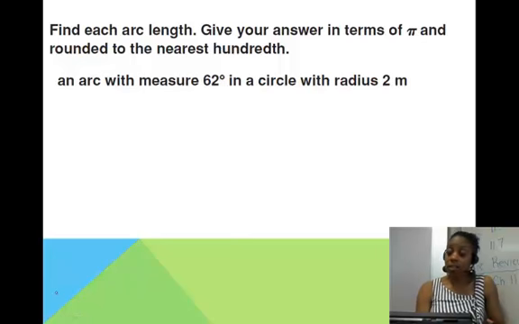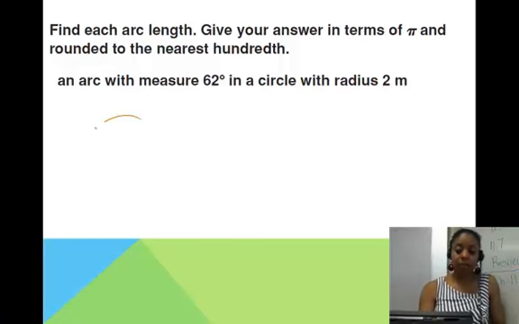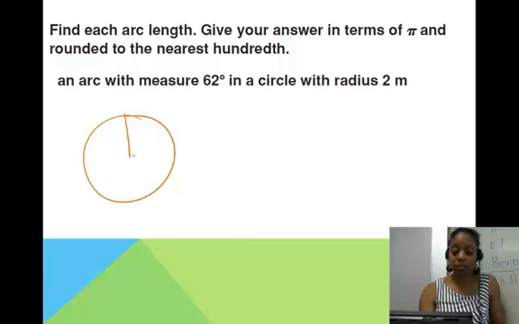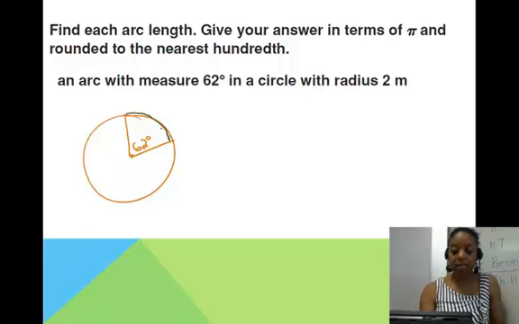The arc length is going to be an arc created with a 62-degree angle in a circle with a radius of 2 meters. So I'm just going to draw this out. We got a circle with a radius of 2 meters. The angle that's created is 62 degrees. The arc that we're interested in finding is this guy here. We want to know how long it is. And the radius is 2.